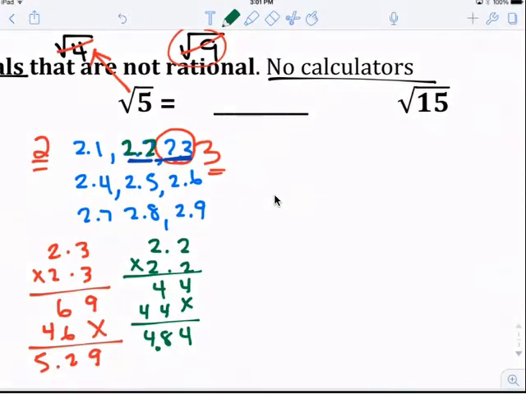This is 29 away. This is 16 away from 5. You see, if you add that, it equals 5. So this is closer. So your answer is, the radical 5 is 2.2.